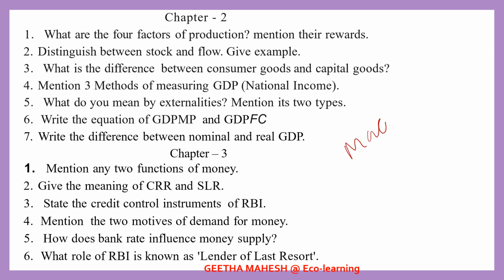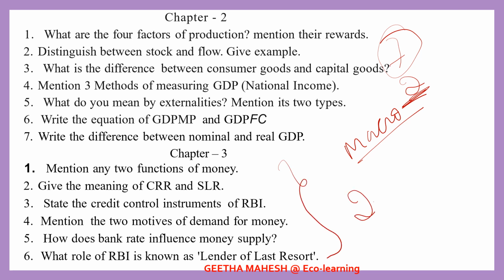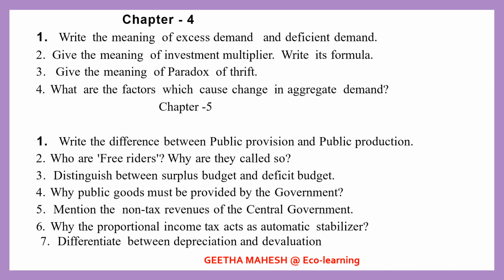From macroeconomics, if you consider the second chapter, national income, there are 7 questions. Please do prepare these important 7 questions properly, dear students. From this chapter, you can expect two 2-mark questions. And from the fourth chapter, money and banking, here 6 questions are there, and one important 2-mark question may arise from these 6 important questions. And next one is the fourth chapter, determination of income and output.